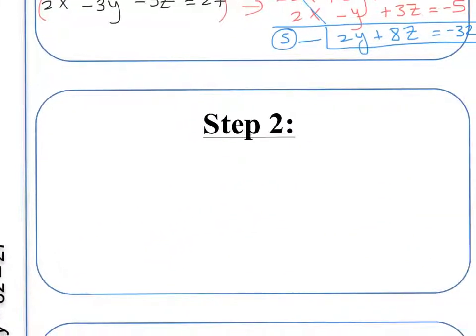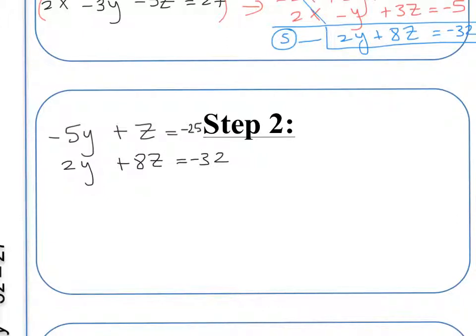So now, in step 2, I ended up with 2 equations, which are negative 5y plus z equals negative 25. And the second equation is going to be 2y plus 8z equals negative 32. Now this is something that you are familiar with. You know how to solve this. It's a system of two equations.